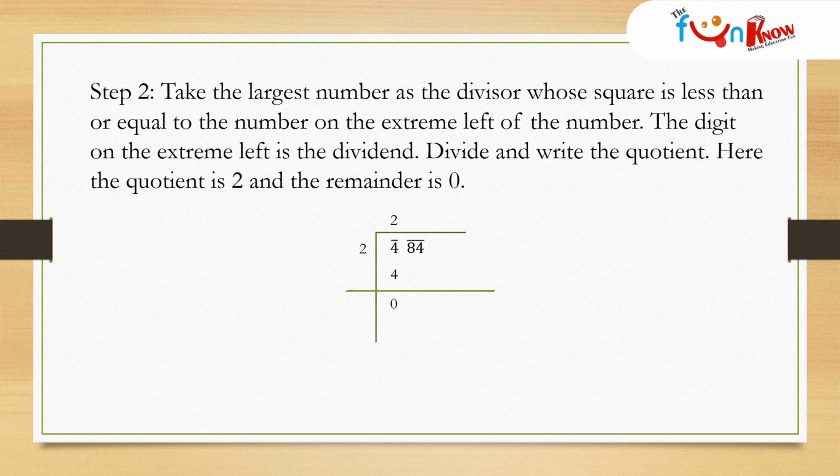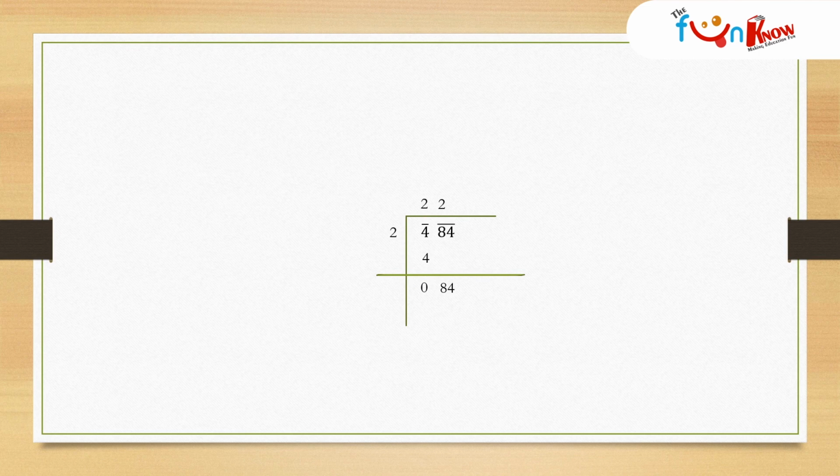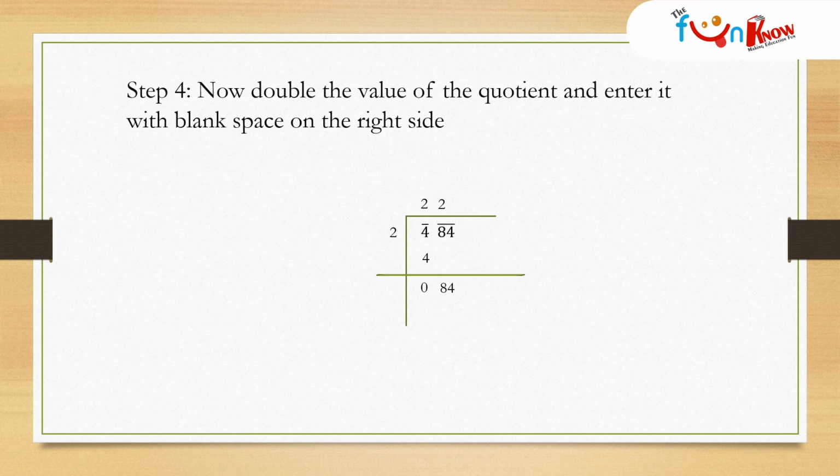Exactly. Now what is the next step? We will take this 84 exactly down, right? So our next step is to take 84 as our new dividend. Step number 3, take 84 as our new dividend. Done. Step number 4, now we have to make the quotient. What will be the quotient now? 2 plus 2 is 4, right? 4 will be here. Now this value will be changing.